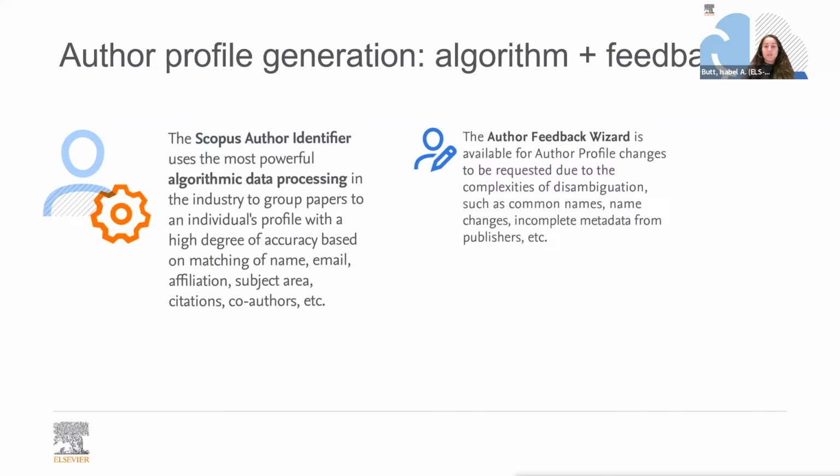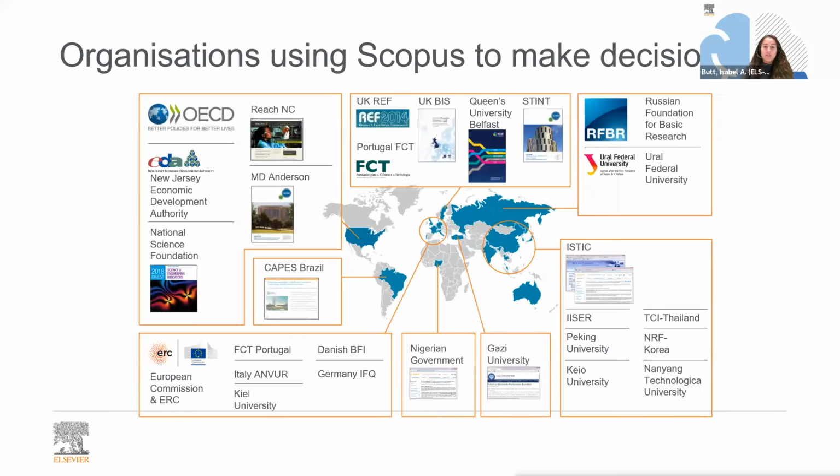This really helps us build up accurate profiles. And because of the accurate profiles, this is why lots of organizations and funders use these profiles to make decisions. You can see here a snapshot of different organizations who really use our profiles. And there are a lot of examples out here.